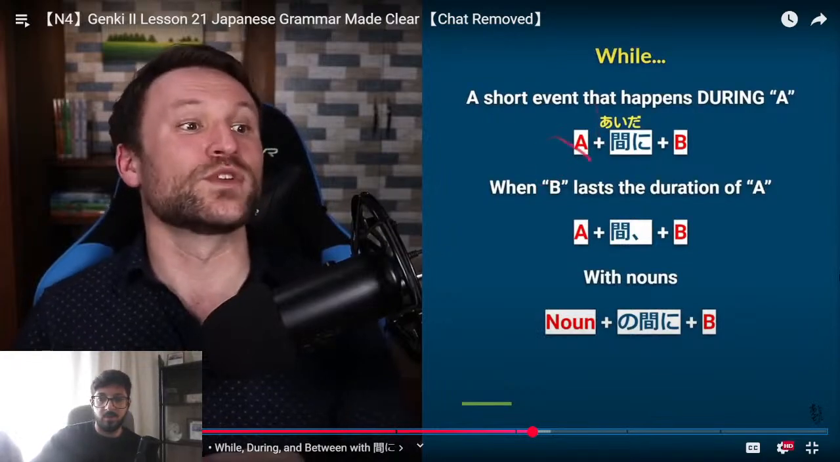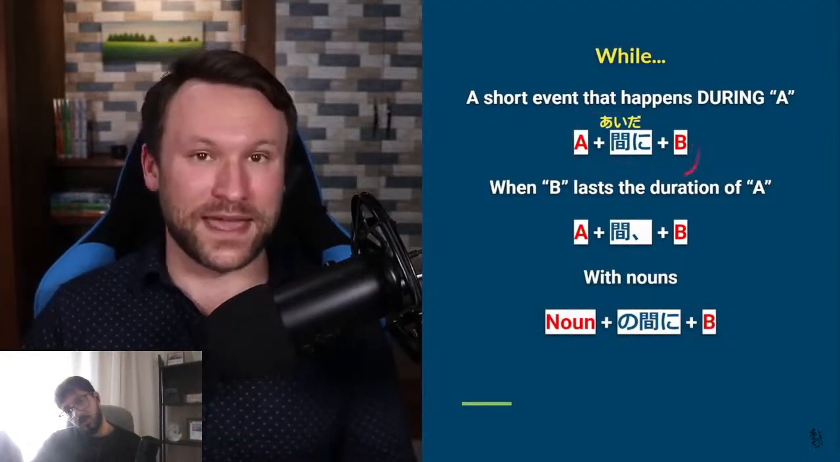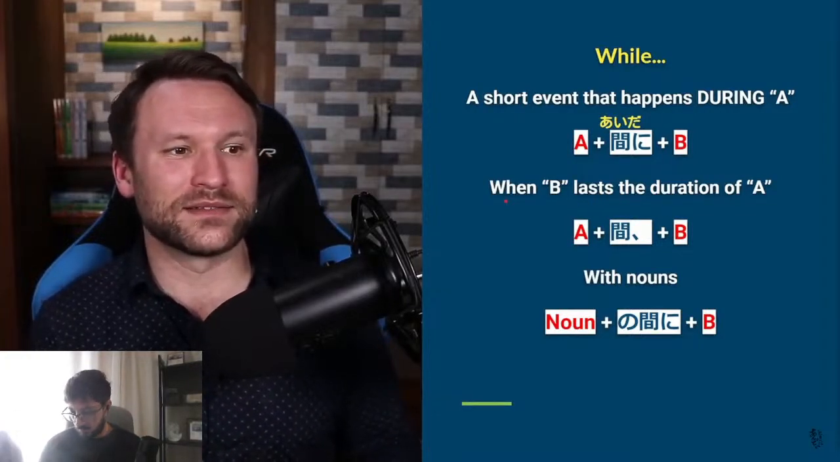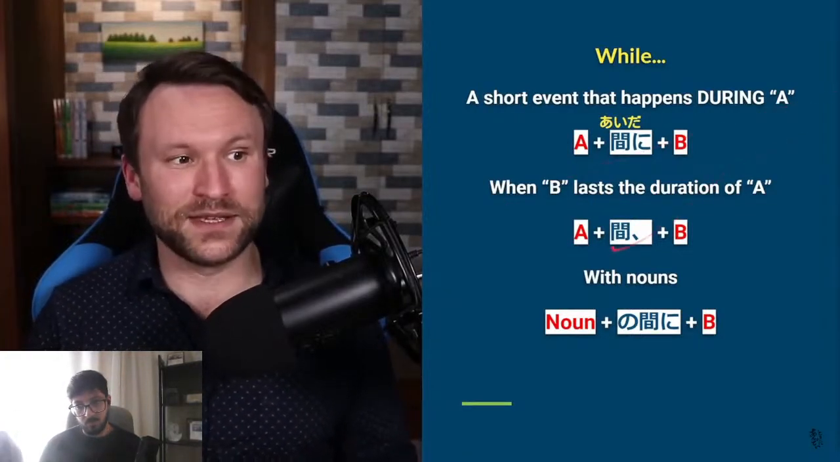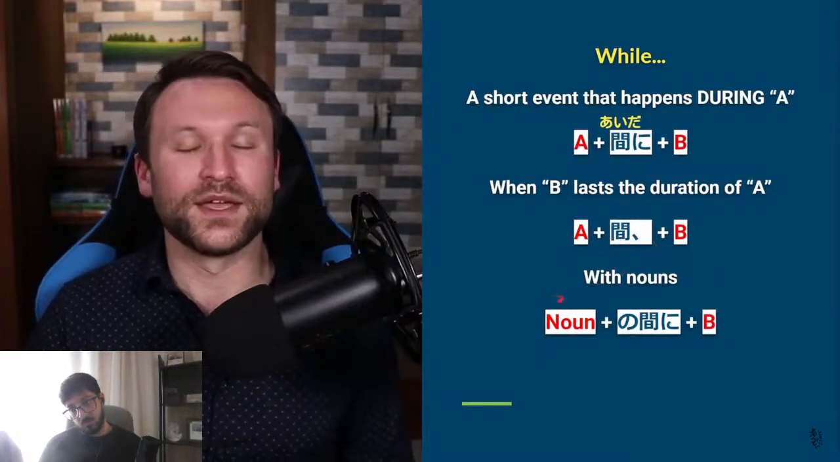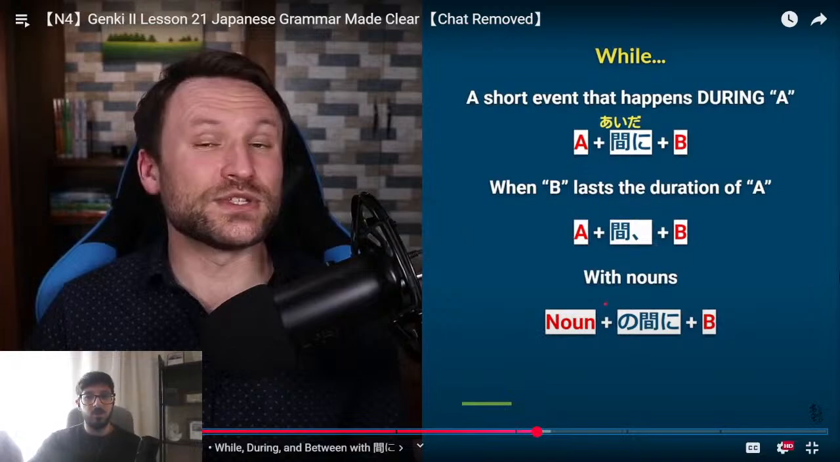Wait, again, what did he say? During A, aida ni B happened. Now, if B, whatever it is, happens to be something that lasts for the entire time A is happening, then you don't use the ni particle. You just use aida. A, aida, B. You can also use aida ni when B is a short event that happens during A. So something happens during A, short, B. I remember, it's the one with the earthquake, if you remember, Yuki. Yeah, I remember. Let's just see examples.